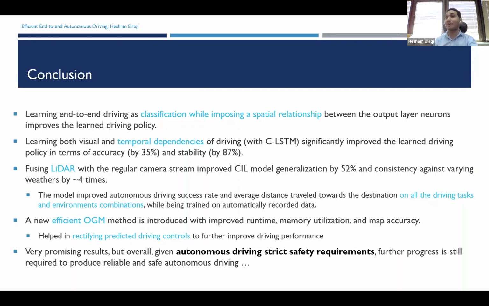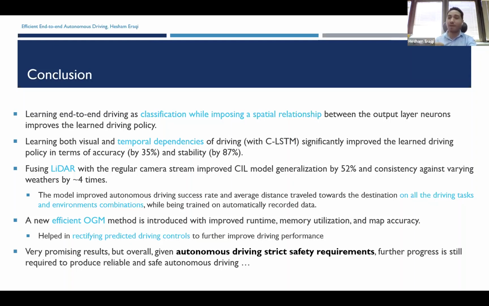The end-to-end approach is very promising overall. Fusing LiDAR with the regular camera stream input seems very promising in coping with the lack of generalization and inconsistency, again, the varying weather problem. Classical methods like the occupancy grid map can still be helpful alongside recent methods. Overall, these methods are a clear indicator of very promising results towards autonomous driving, but fully autonomous driving in complex environments is still not well achieved if we want to produce reliable and safe autonomous driving.